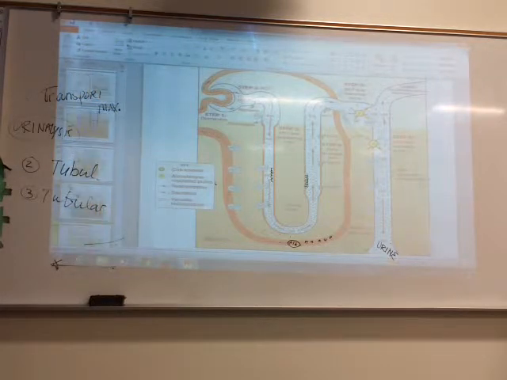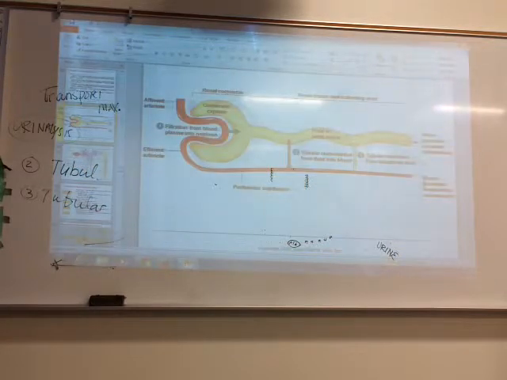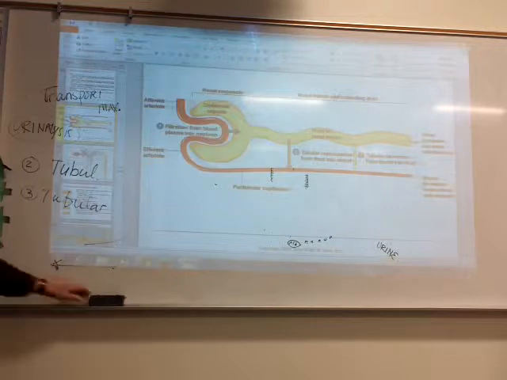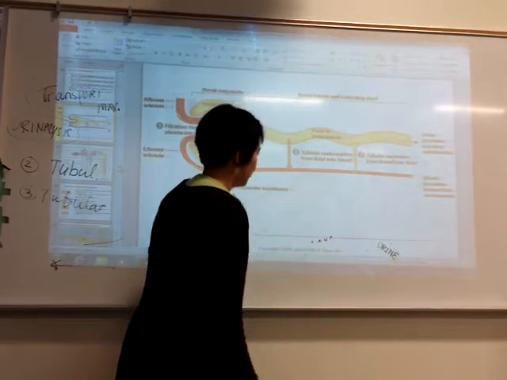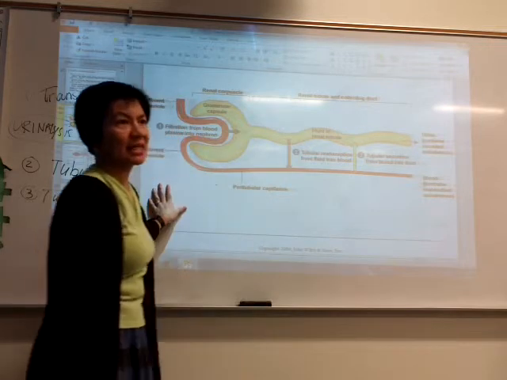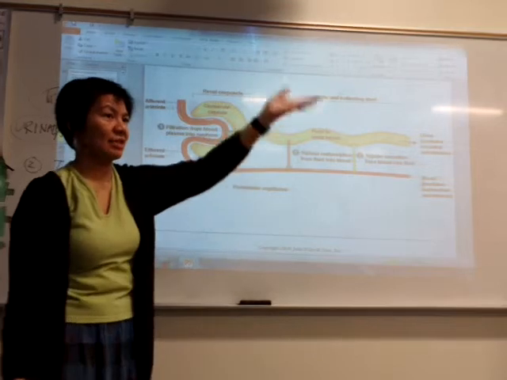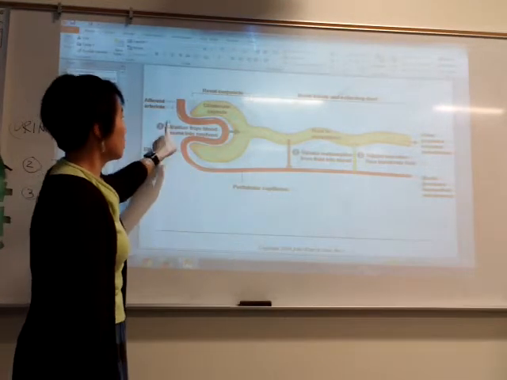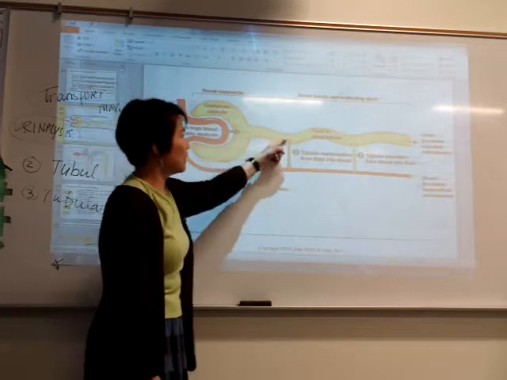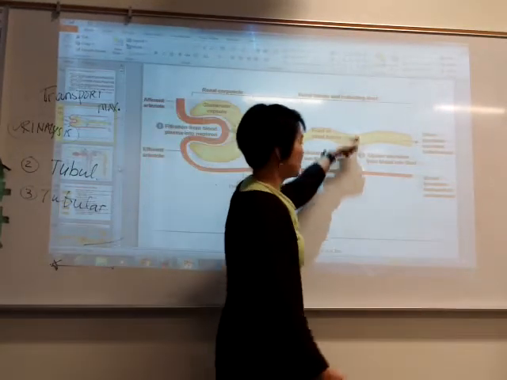What happened to that? This one. See, this is also another nice slide. It's not anatomically accurate, so they uncoiled it so that it's a straight line, but it's giving you a step-by-step glomerular filtration, tubular reabsorption, and then tubular secretion.